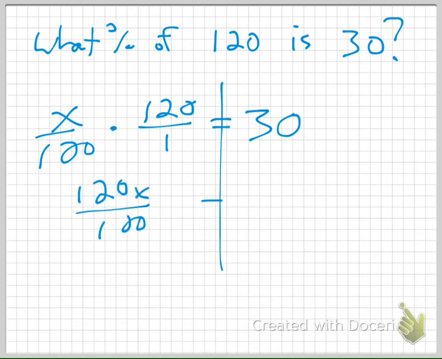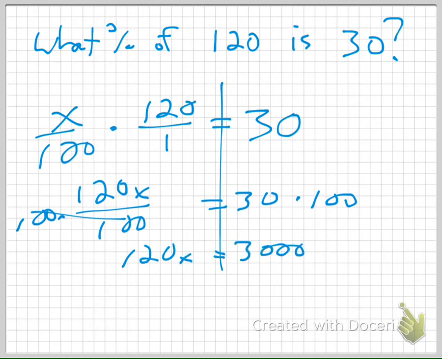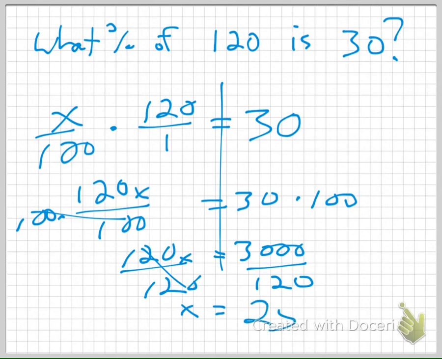120x over 100 equals 30. Multiply both sides by 100. 120x equals 3,000. Divide by 120. X equals, you know what it is? 25.